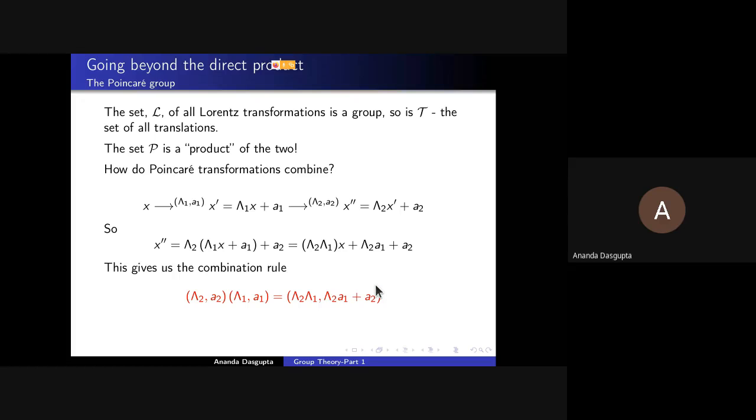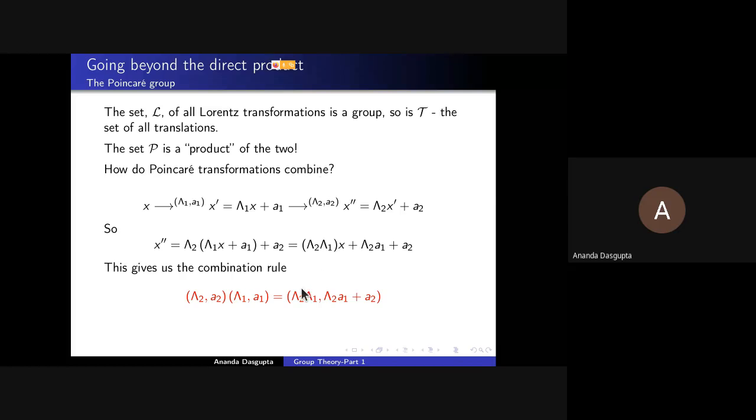So notice that here something rather strange is happening. You have the translation group. Of course, when you do one translation a1 followed by translation a2, you get a1 plus a2 as a translation. If you do lambda 1 first, then you do lambda 2, you get lambda 2 lambda 1 as a Lorentz transformation. Both of them are groups in their own right with their own product law. But when you are putting them together in the Poincare group, the composition rule is not that each group does its own thing.